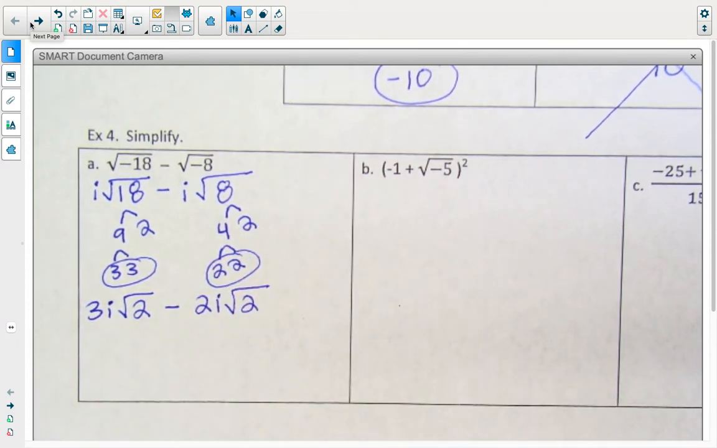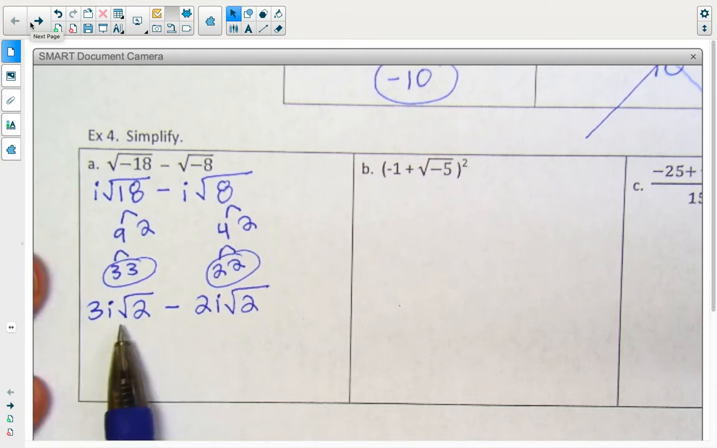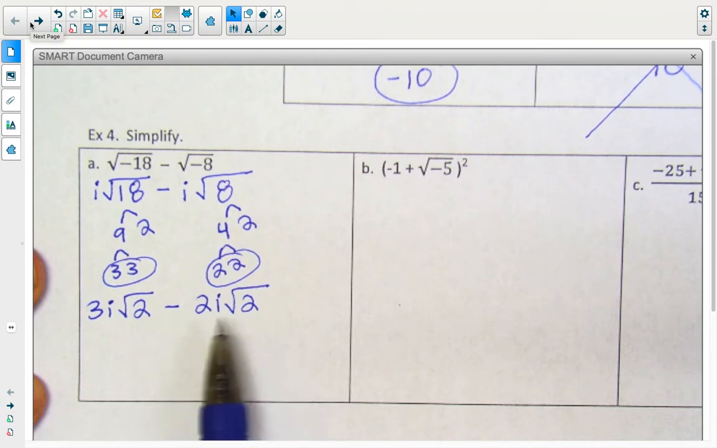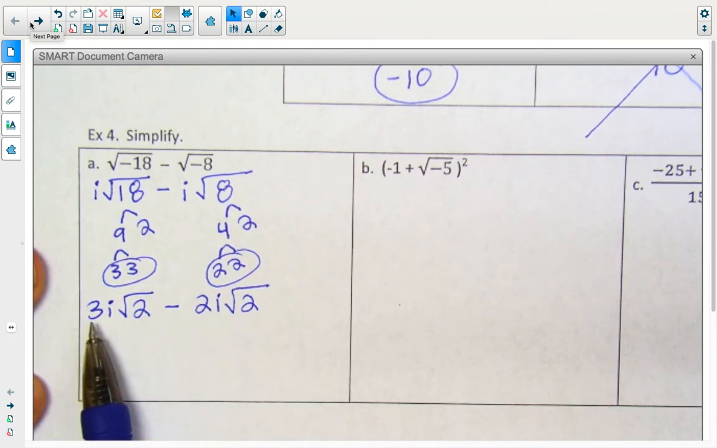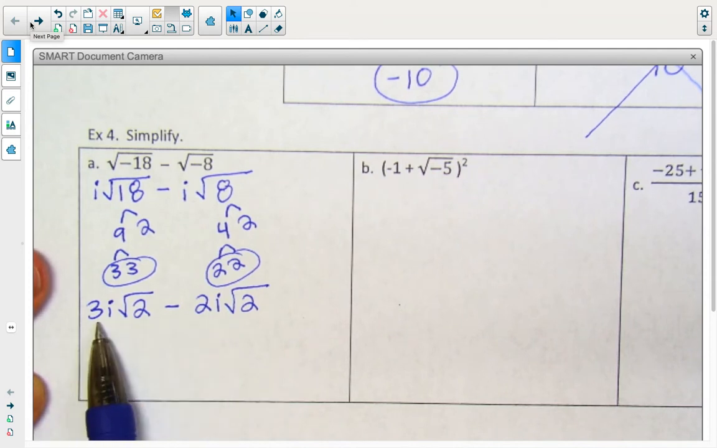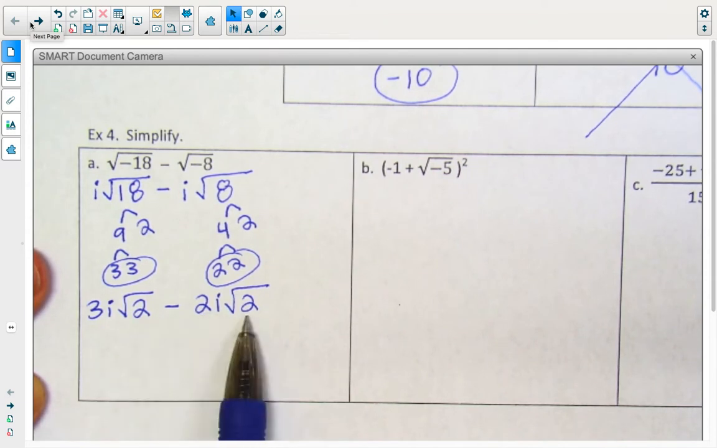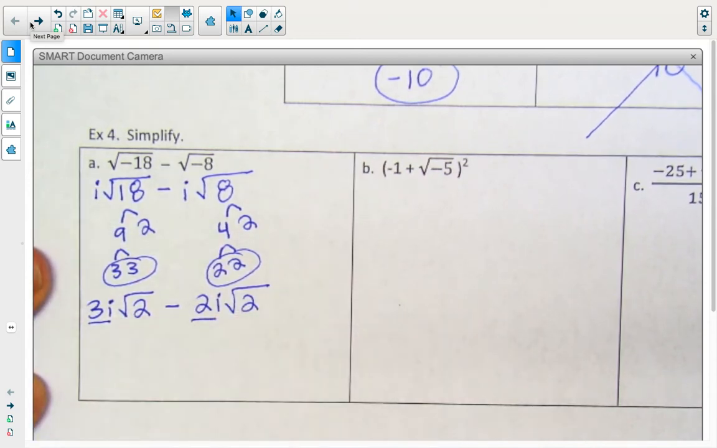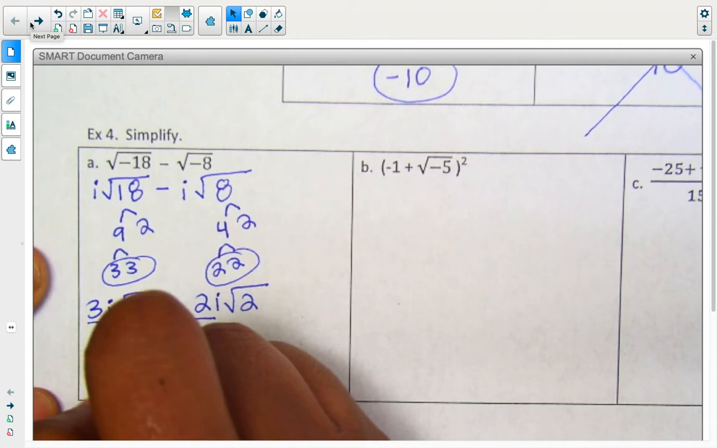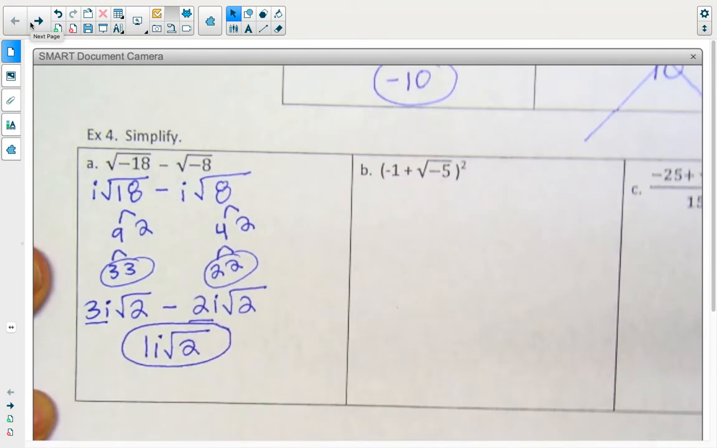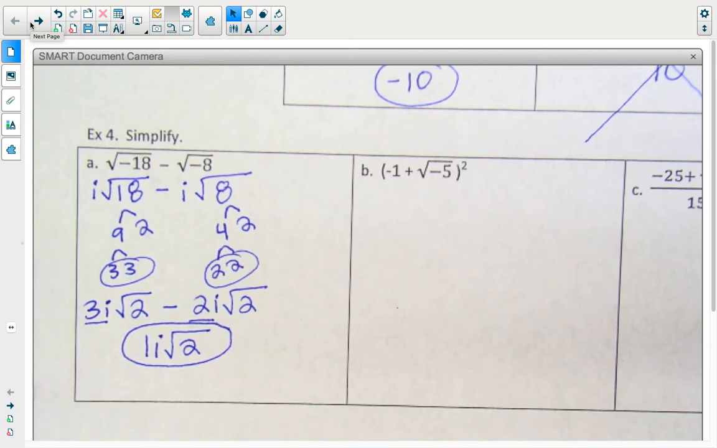Now, these are like terms, quote unquote. This has a square root of 2 with a coefficient. This has a square root of 2 with a coefficient. So I just need to do 3i minus 2i. So it's no different if this was 3x minus 2x. They're like terms. So I just need to do 3i minus 2i. And that's going to give me 1i square root of 2. So our answer is 1i square root of 2.